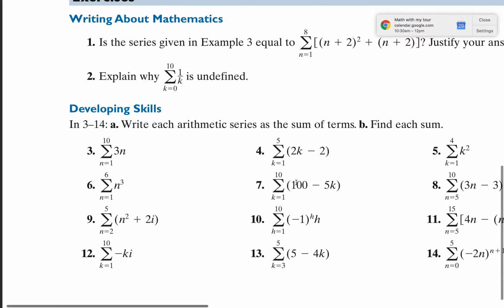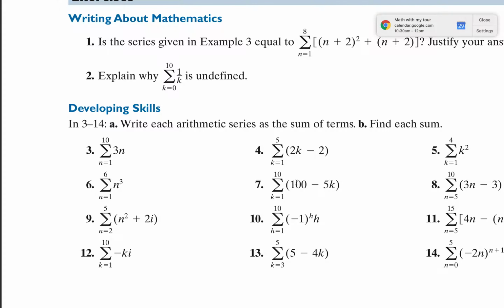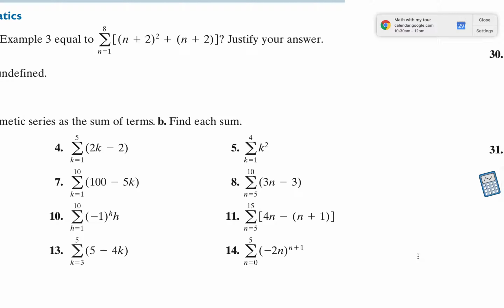the next question. Okay, we solved it. The next question is, let's take question 13. We have a sum of numbers, from k equals 3 to 5.